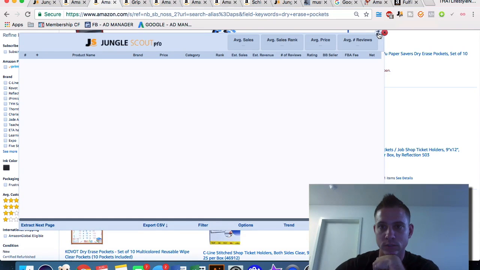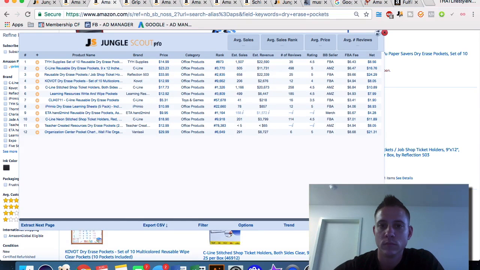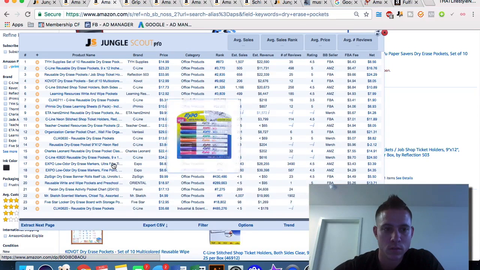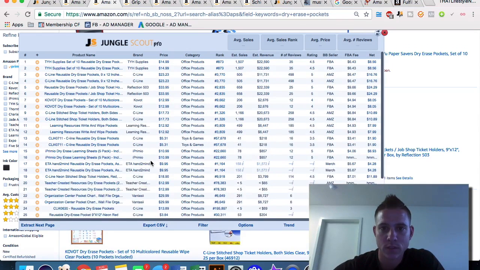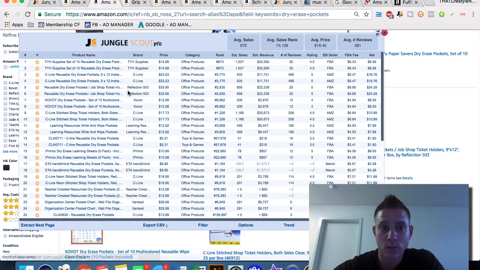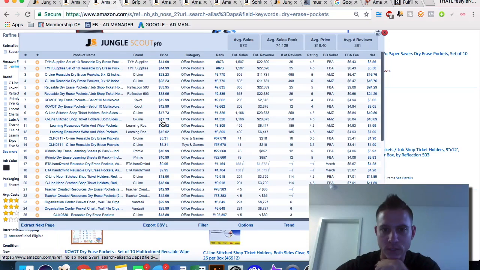Obviously, it's a little slow right now. Here we go. So, do the markers themselves. Try erase pockets. Wow, so I mean, this one is definitely interesting. I'm not sure why it's showing all of them twice, but let's extract the next page, see if there's anything else to work with.